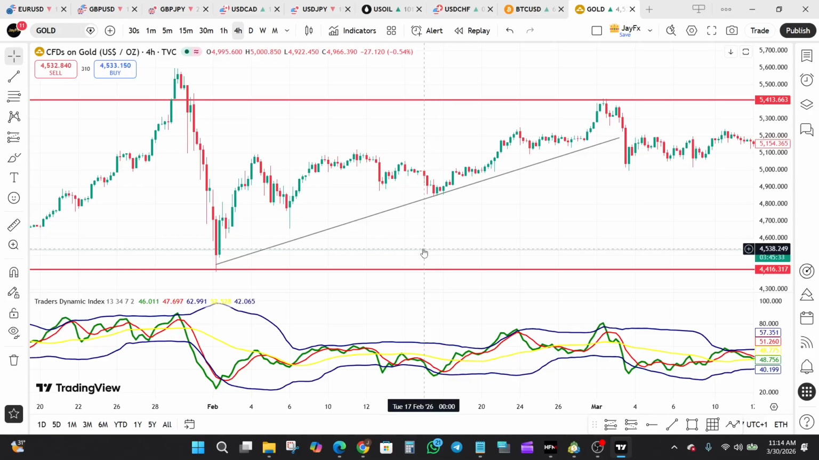The system works best on higher time frames like the 4 hour or the daily charts where market noise is reduced. Another important part of TMS is discipline. Traders are encouraged to avoid overtrading and only take setups that clearly align with the rules. This helps reduce emotional decisions and keeps the strategy consistent. Overall, the TMS trading system is designed to simplify trading decisions by focusing on trend, momentum, and clean chart setups.